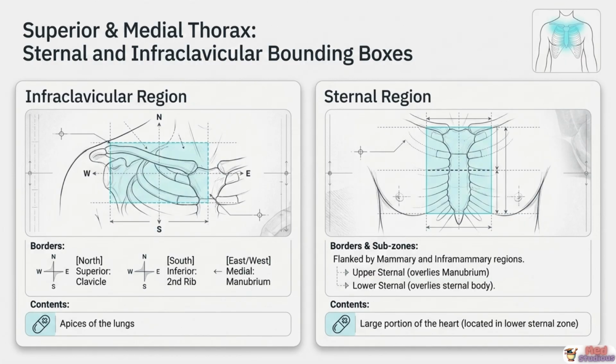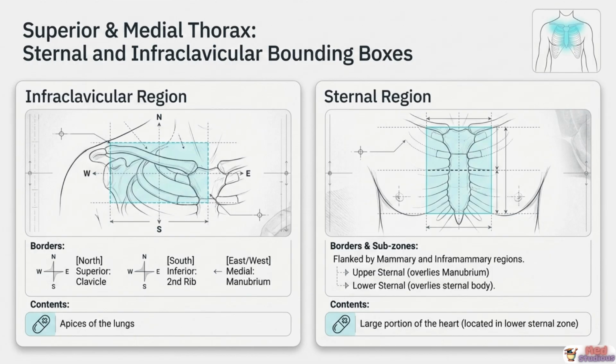Its inferior boundary, the south, is the second rib. Its medial boundary, the compass east and west, is the manubrium of the sternum. Critically, this region contains the apices of both lungs, the superior tips of the lungs that extend above the first rib into the base of the neck.